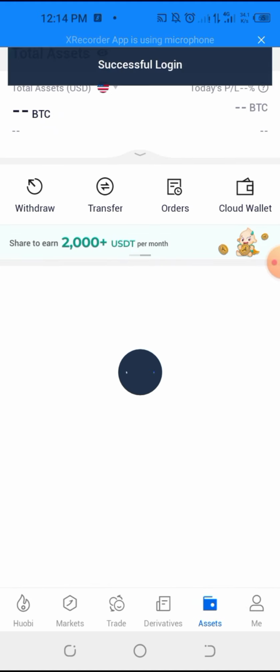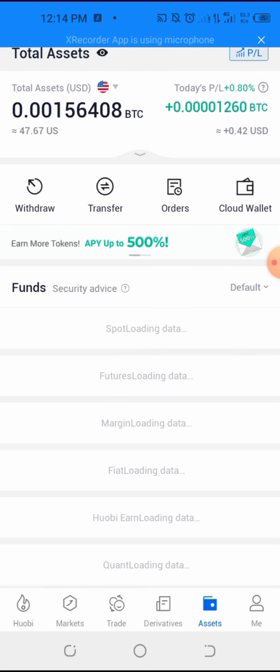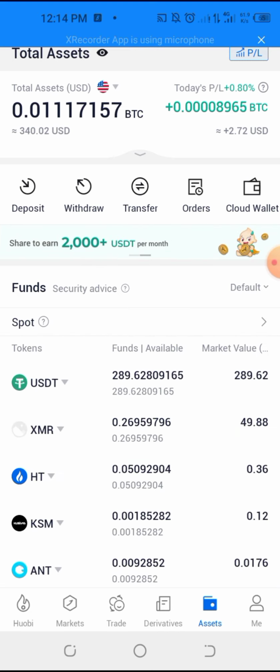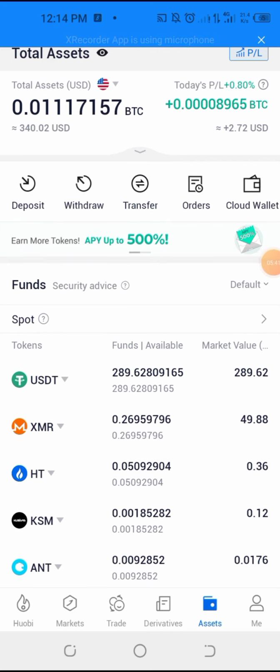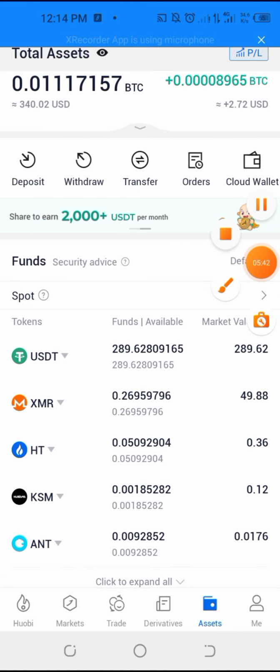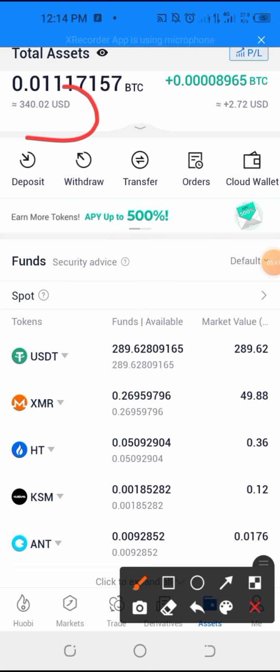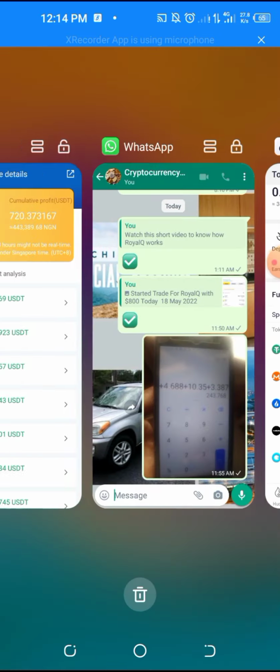I have about $336 here. So after now, I'll just show us. Okay, it has even turned 340. Yesterday it was 336. Yesterday, that has made an extra $4. So if I now go to RoyalQ, I will show us my setting that I use to trade.